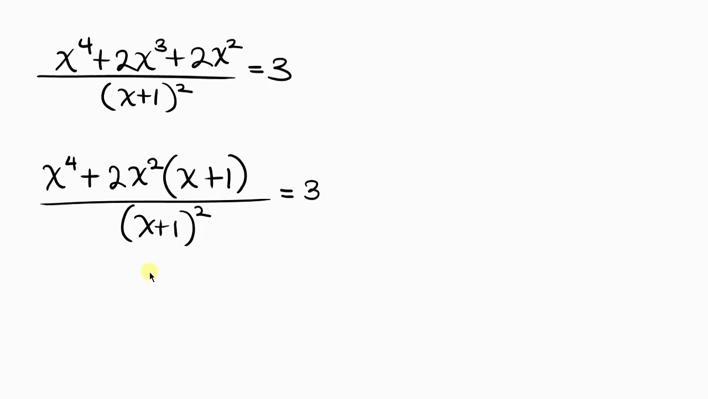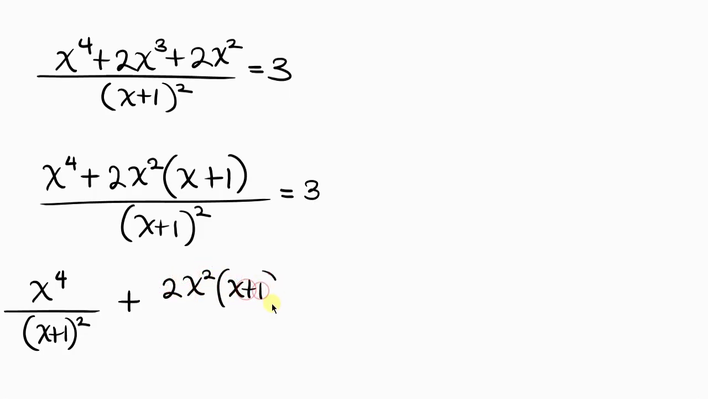Now our next step will be for us to separate the fraction. Now we have x to the 4th all over the denominator, which is x plus 1 all squared, plus 2x squared times x plus 1 all over the denominator, which is x plus 1 all squared, and this is equal to 3.